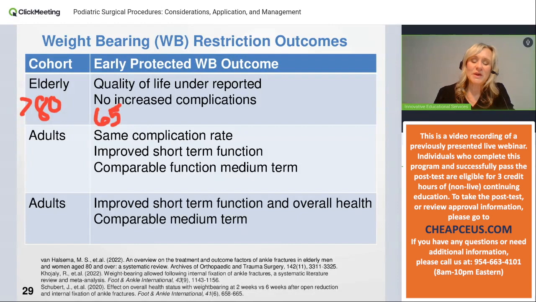So when we look at these patients, they really found that there was no increase in complications with the earlier weight bearing for these different patients who underwent ORIFs. In looking at adults in these next two sets of studies between 35 and 57 years old, they did find the same complication rates.